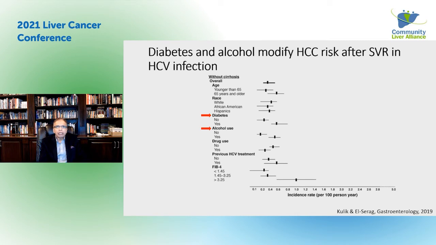This is a study looking at those patients who actually had a sustained virologic response to hepatitis C therapy, and looking at other factors that can influence risk of HCC in addition to hepatitis C. As you can see, two factors actually stand out. One is diabetes and another is alcohol. Patients with diabetes and those with continued alcohol use had a higher risk of HCC development. Next slide.